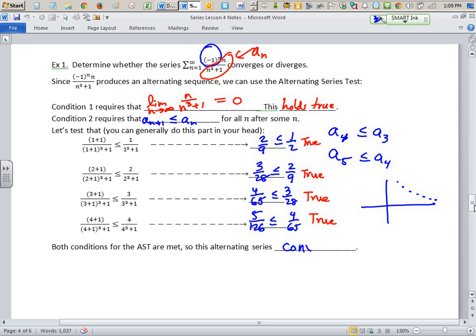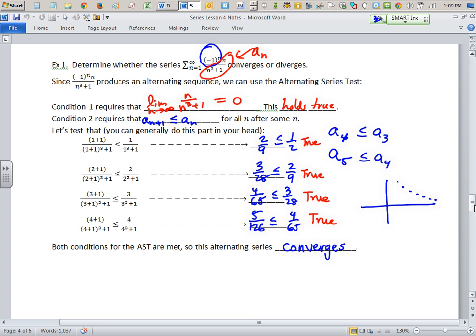So we would say that by the AST, the alternating series test, since both conditions are met, we have convergence. Notice that most of this test can be done in your head. All you have to do is ignore the alternator, look at the limit there and say, is that 0? That's pretty easy to answer without any calculations. After you determine the limit is 0, just make sure the fractions are getting smaller, which you can do in your head, and then you've got your answer. If either condition fails, we have divergence.